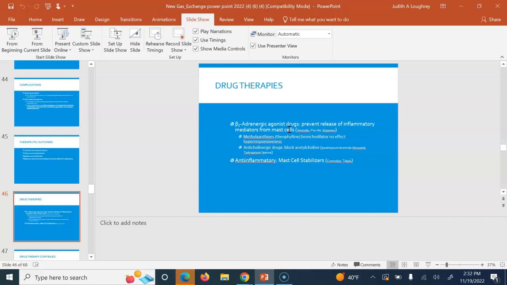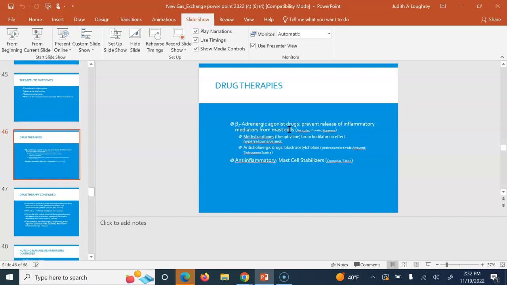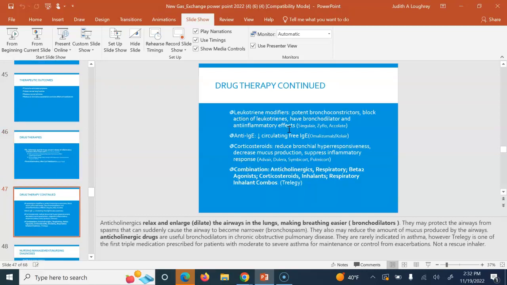Anti-inflammatories, mast cell stabilizers such as cromolyn or Tilade. Leukotriene modifiers, which block the action of leukotrienes, which are potent bronchoconstrictors. They have bronchodilator and anti-inflammatory effects. Those include medications such as Singulair, Zyflo, or Accolate. They also have anti-IgE, which decreases the circulating free IgE in the blood, and that is omalizumab or Xolair.